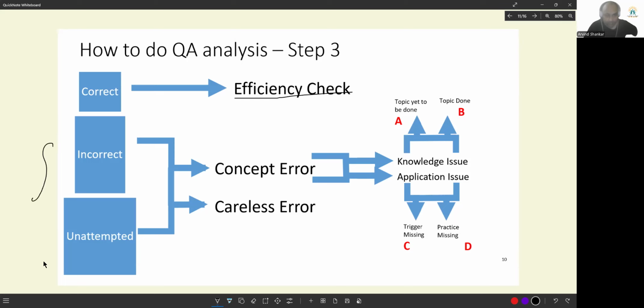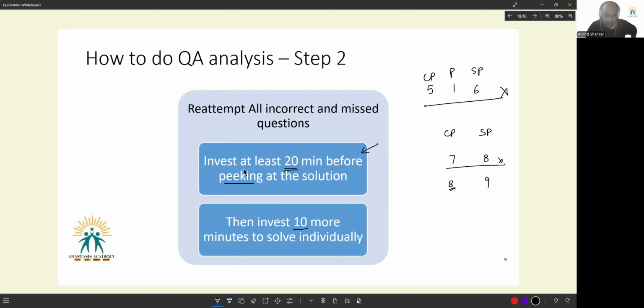Now, the questions that you got incorrect or unattempted. And when I say incorrect and unattempted, it is after this exercise. Of course, you don't have to invest 20 minutes in every question. Let's say if you manage to solve a question ahead of time, you can happily move on.